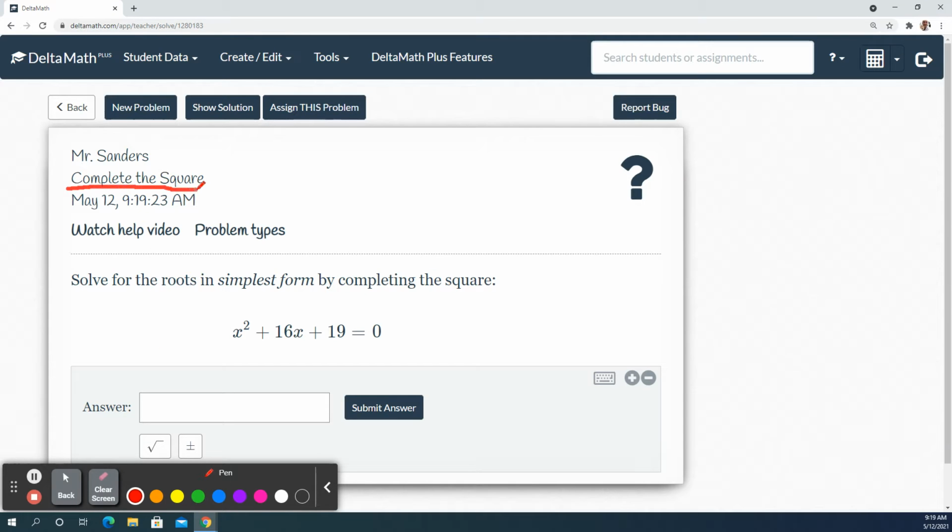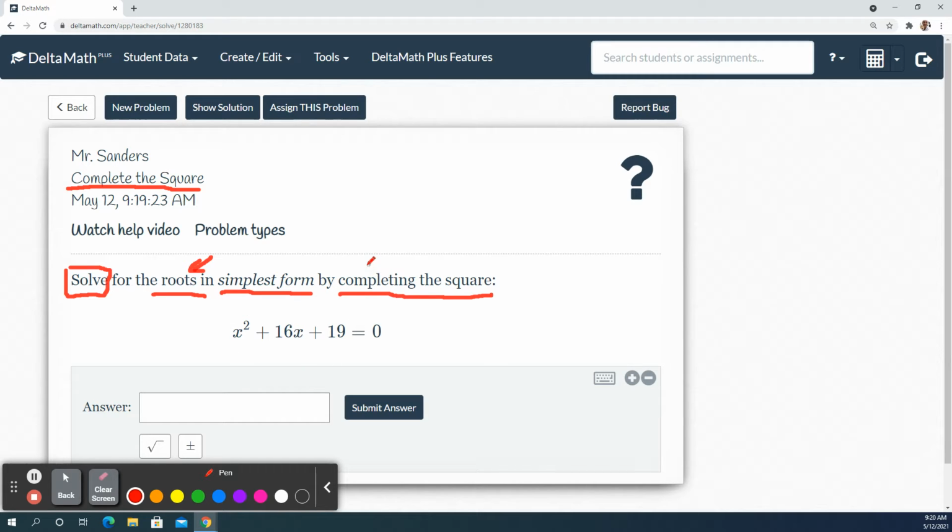We are completing the square, start to finish. We're asked to solve for the roots in simplest form by completing the square. Roots is another name for x-intercepts, or where y is equal to 0, or solutions. So all of those things mean the same thing, basically solving for x. If this were a y and I replace that y with a 0, that would be the x-intercepts. So basically we're just solving here, and we have to use complete the square.